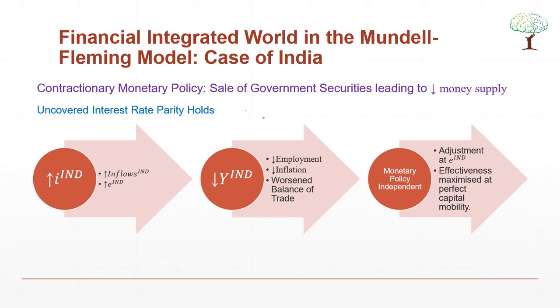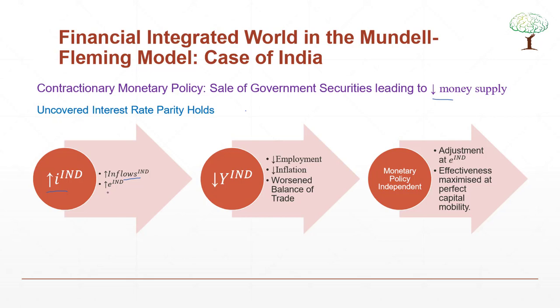So let's come to the case of India. Obviously we don't have a fixed exchange rate, we have a flexible exchange rate, right? So let's look at the same example where the government, or sorry, the central bank, is trying to control inflation. It is selling government securities, reducing money supply, and it is leading to an increase in interest rates in India. Same thing will happen. Let's take again the example of the US economy, because that is the center economy as far as India is concerned. So an increase in flows will happen to India.